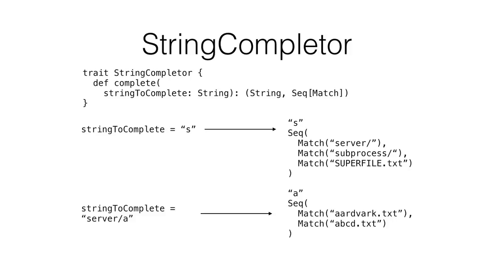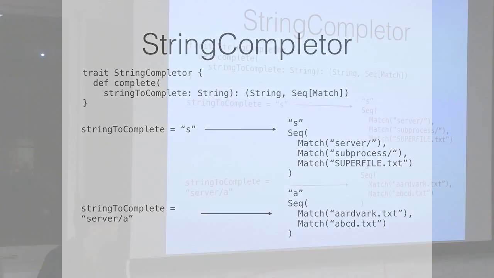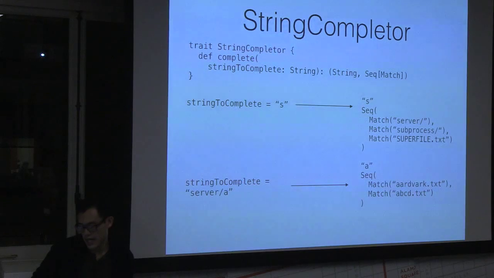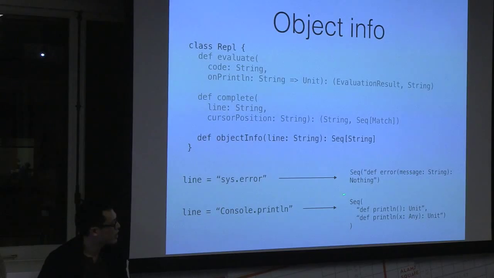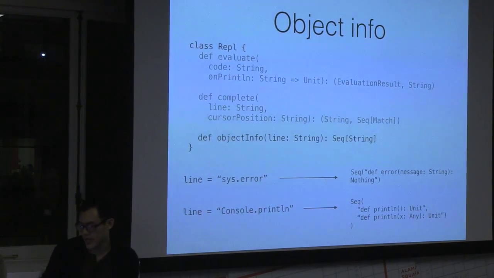Similarly with the string completer, this is the string literal completer with the file names. It's a very similar API. You tell me what to complete, and I'll give you some matches. What's not shown here is that this match object actually has an arbitrary metadata map, so that's how we're passing back the absolute path and the file sizes in there. Object info is a similar thing here. So sys.error, you get back def error message string, nothing, you get the signature back. It would be really cool if we could inspect the object statically, if we could hook into some Scala doc stuff, but there wasn't a great way to do that at the time.